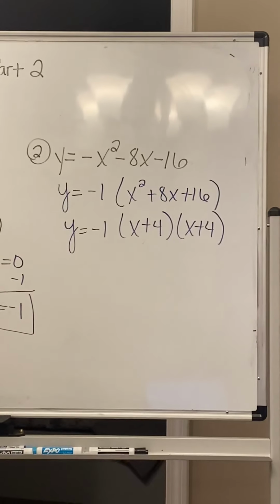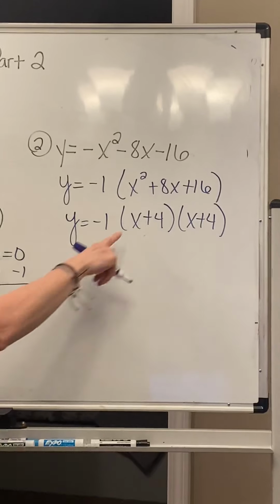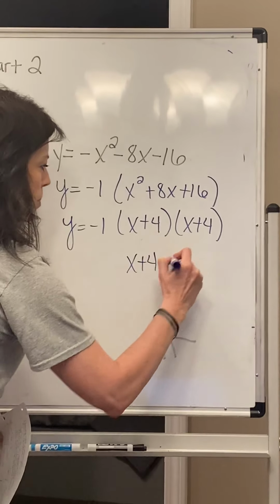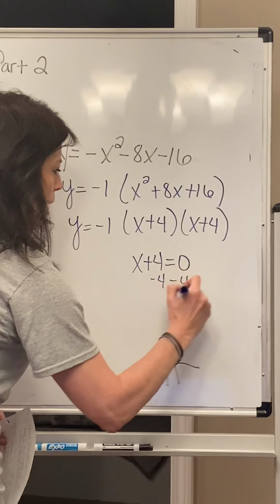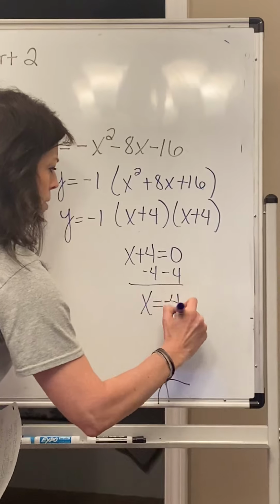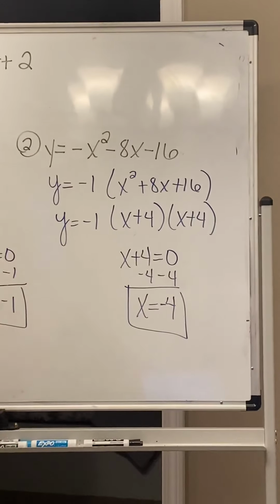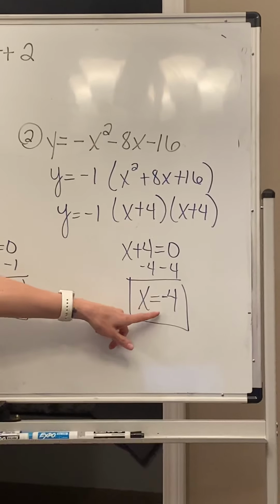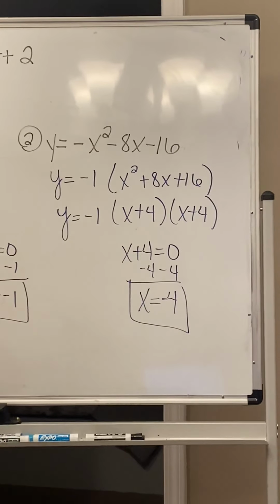Since they are both the same, I only need to set one of these equal to 0. So x plus 4 is going to be equal to 0. Subtract 4 from both sides, and your x-intercept is going to be negative 4. So what that means is this parabola is only going to touch the x-axis one place at negative 4, 0.